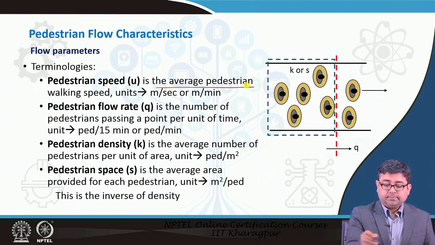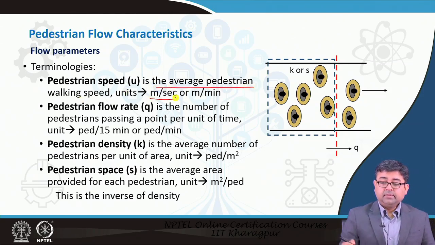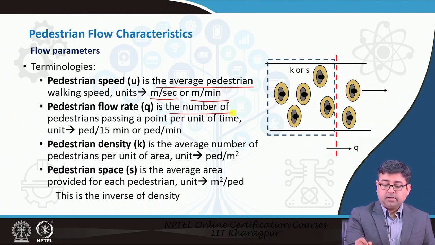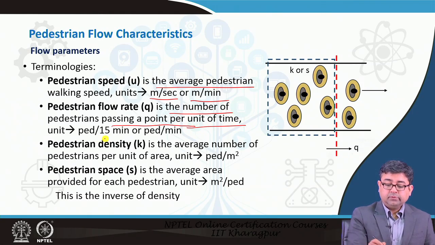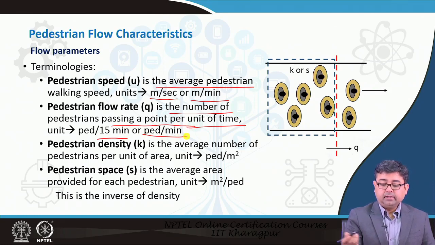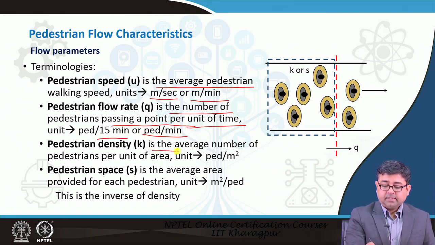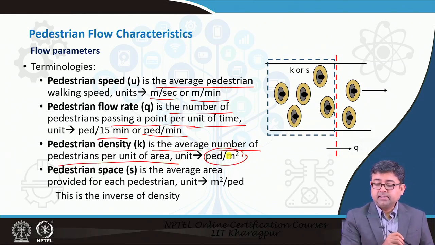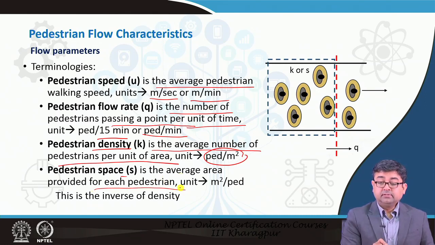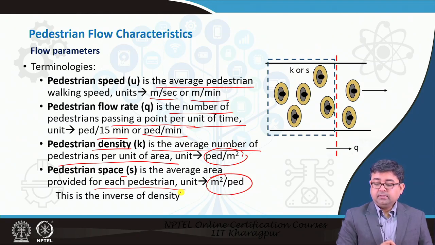It is usually the average pedestrian walking speed in terms of meters per second or meters per minute. Flow that I was talking about is the number of pedestrians passing a point per unit of time, right. We usually use number of pedestrians in every 15 minutes, or pedestrians per minute can also be used. Density is the average number of pedestrians per unit area. So, we usually use pedestrians per meter square, and space is just the inverse of density. So, it is the average area provided for each pedestrian, meter square per pedestrian.